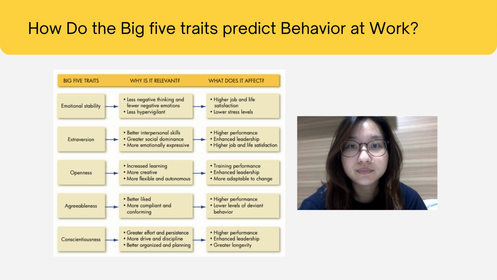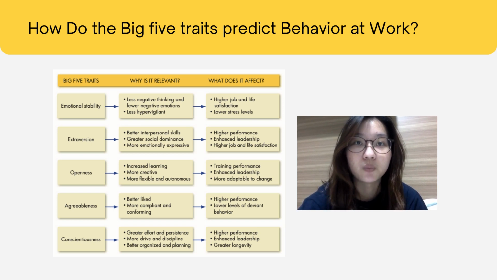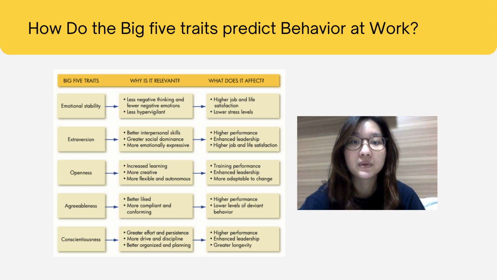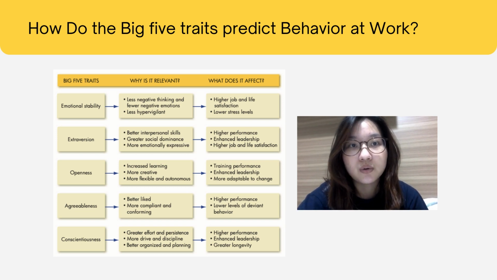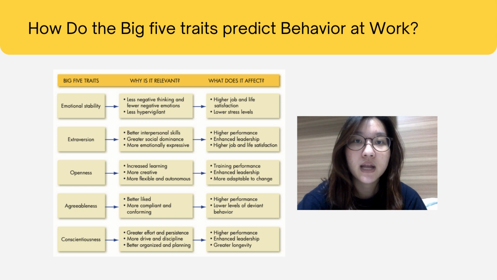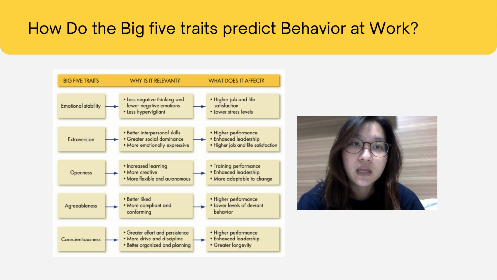And then there's extroversion at work. Extroverted people usually perform better in jobs with significant interpersonal interactions. But some negatives about extroverts are that they are usually more impulsive than introverts, so they are more likely to be absent from work, and they are also more likely to lie during job interviews.